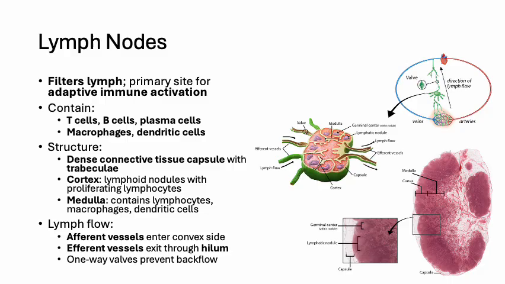Lymph nodes are densely populated with immune cells, including T lymphocytes, B lymphocytes, plasma cells, macrophages, and dendritic cells. These cells work together to detect and neutralize threats before they spread throughout the body.